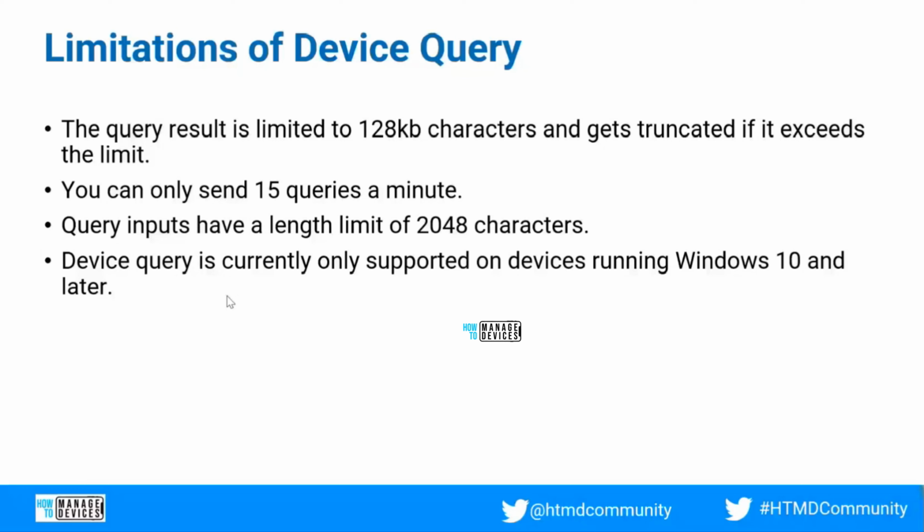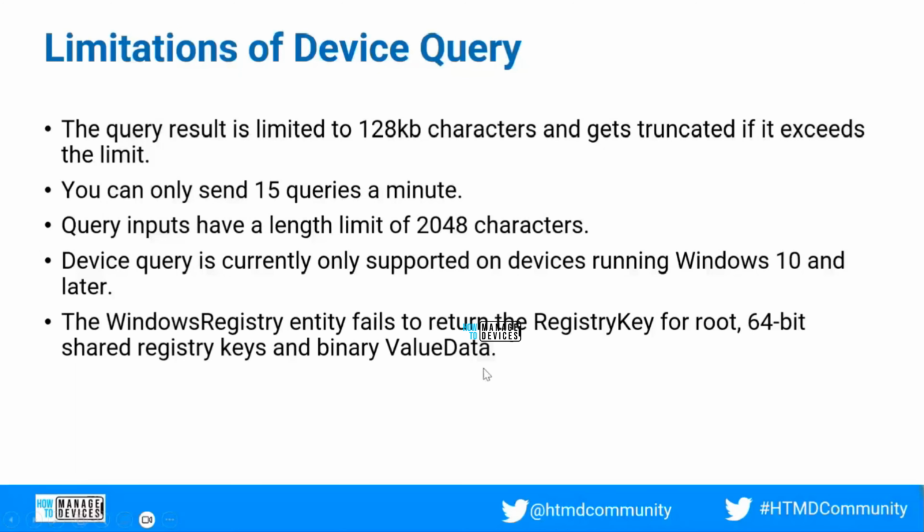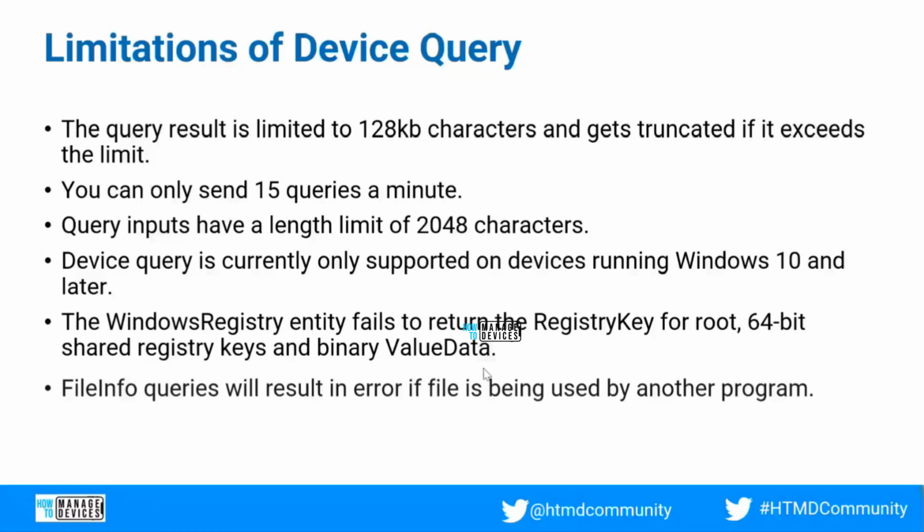Let me move to the next point. The Windows registry entity fails to return the registry key for root, 64-bit shared registry key, and the binary value data. This is the limitation when you work only with the Windows registry entity, right? Otherwise, everything will be all good. File info queries will result in an error, right?